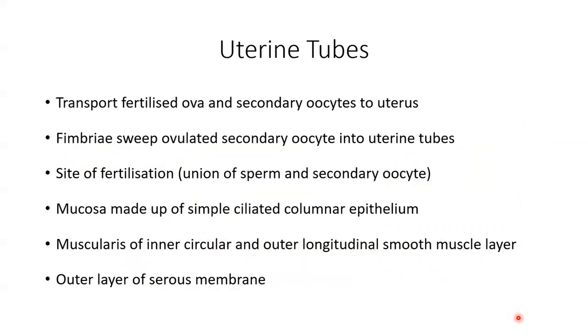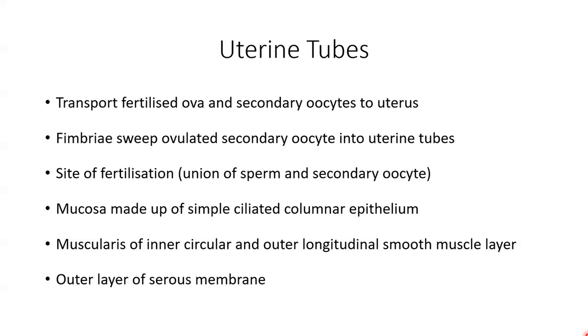So the uterine tubes are 2 tubes that extend laterally from the uterus. They function to transport fertilised ova or eggs and unfertilised secondary oocytes to the uterus. The finger-like projections at the end of the uterine tubes are called fimbriae. They sweep the ovulated secondary oocyte into the tube. The uterine tube is usually and ideally the site of fertilisation. It typically occurs within 24 hours after ovulation. The fertilised oocyte is now called a zygote, and it contains a full set of 46 chromosomes.